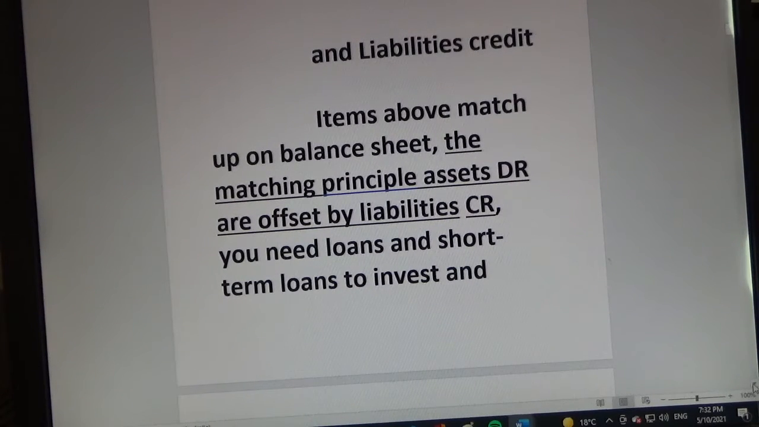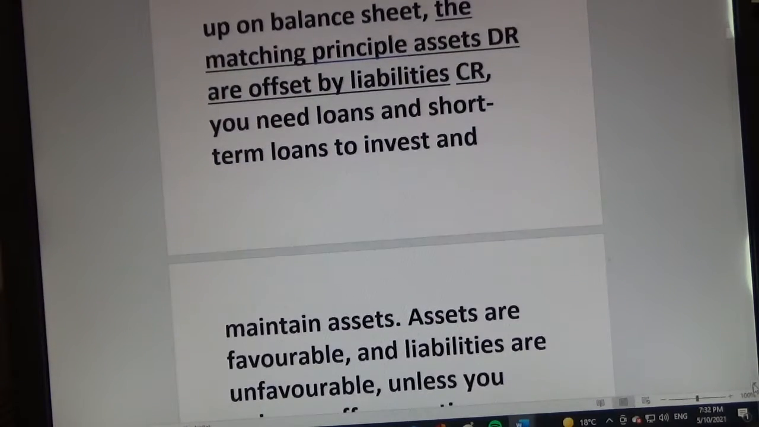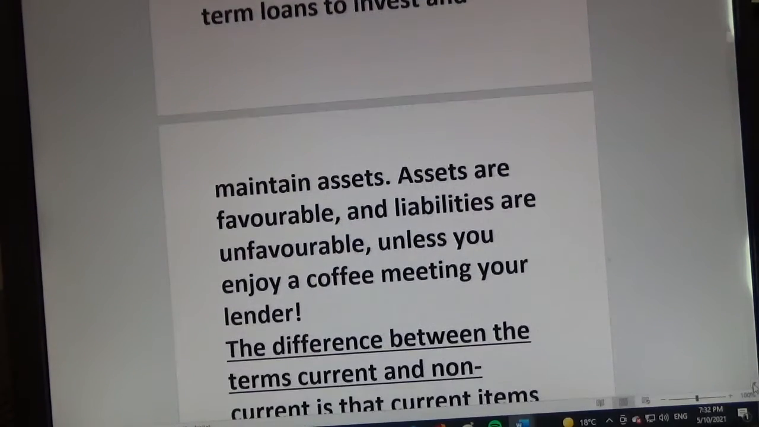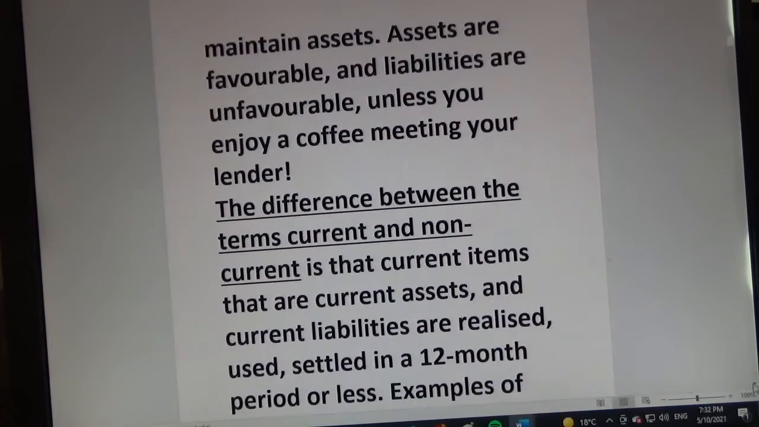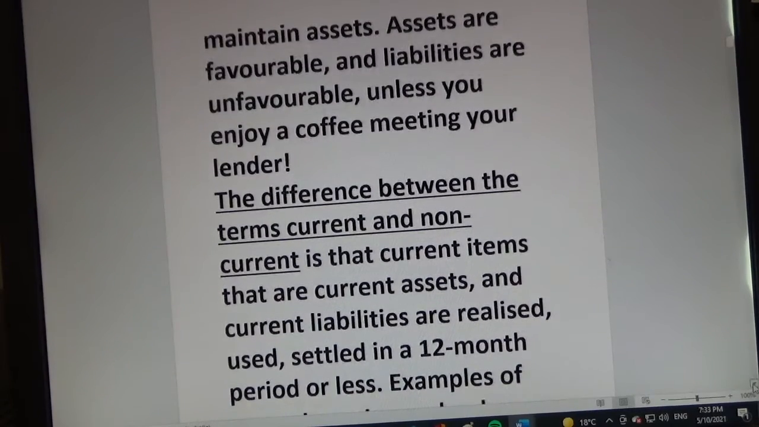liabilities are unfavourable, but all businesses go through the process of lending and getting loans, both in the short term and in the long term. So you need loans to invest in and maintain assets. So, yeah, I just said liabilities are unfavourable, unless you enjoy having a coffee meeting with your lender, which might be a pleasant moment, nevertheless.